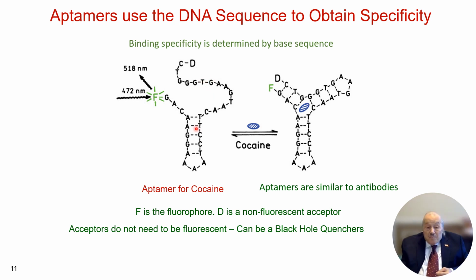In order to do a FRET measurement, you need the spectral overlap. The acceptor does not need to be fluorescent. So this DNA sequence will close up in the presence of cocaine, and it'll be quenched, and you can measure the cocaine concentration. You can make aptamers to many different types of molecules because the sequence determines what the binding site looks like in the middle.